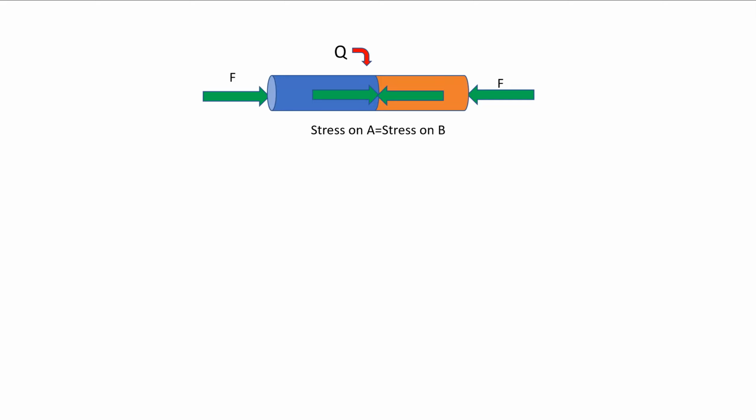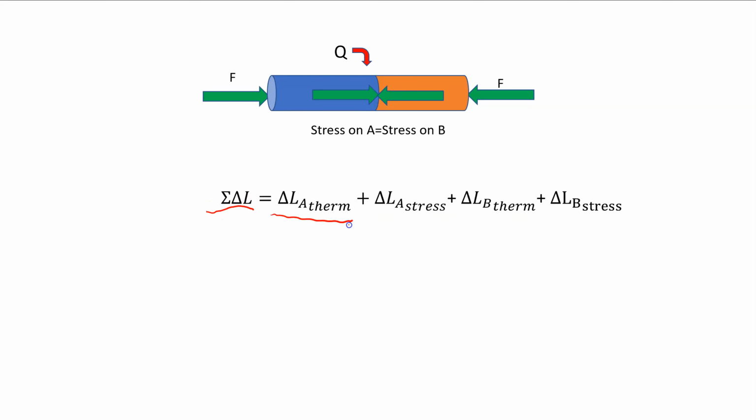They are pushing on each other, and by default, the universe, by conservation of momentum, guarantees that the stress on both metals is identical. Okay, so what does that mean? That means that if you wanted to find out the total change in length, you'd find the change in length on A due to thermal expansion, plus the change in length of A due to stress, plus the change in B due to thermal, plus the change in B due to stress.